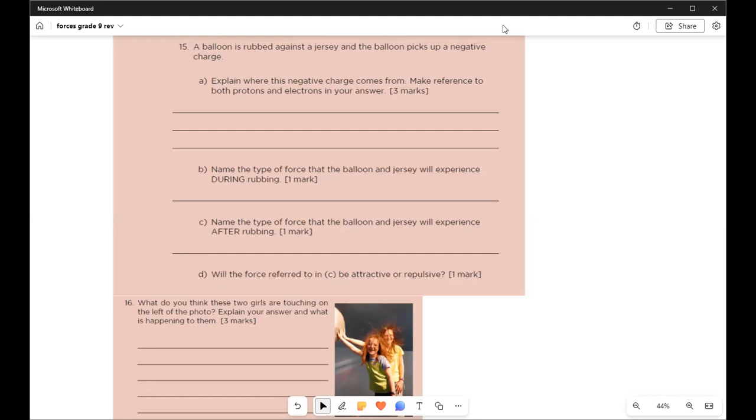So the protons of an object will always remain the same before and after rubbing, but electrons will change. The one will gain, the other one will lose. And if the one gains 2, it means the other one lost 2. So in this case, the balloon gained, it means the jersey lost. So the jersey is no longer neutral, the balloon is no longer neutral. The balloon is negatively charged because it is having more electrons now. The jersey is positively charged because it is having more protons now, so it's positively charged.